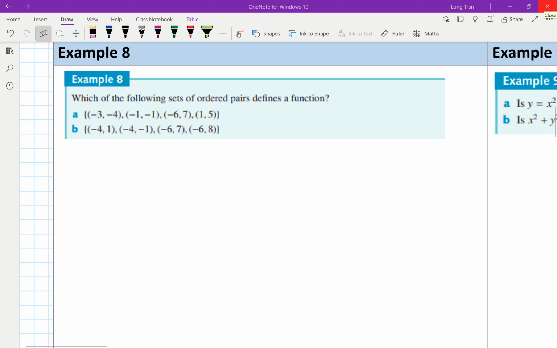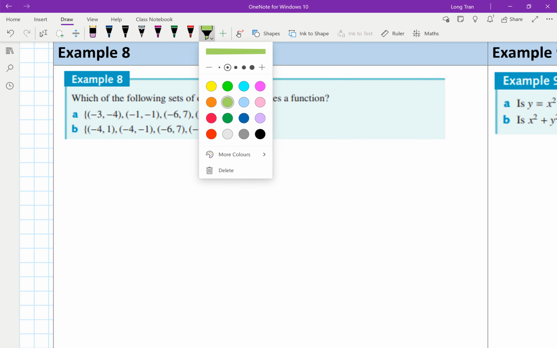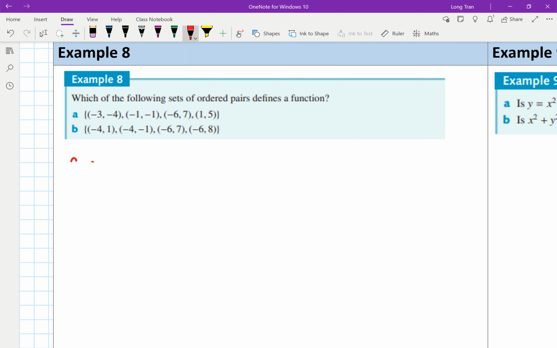Hey there, so I'm doing example 8 here. Which of the following sets of ordered pairs defines a function? So a function, one of the tips, like I said, to do this question, remember a function is when an x value goes in that you only get one y value out.